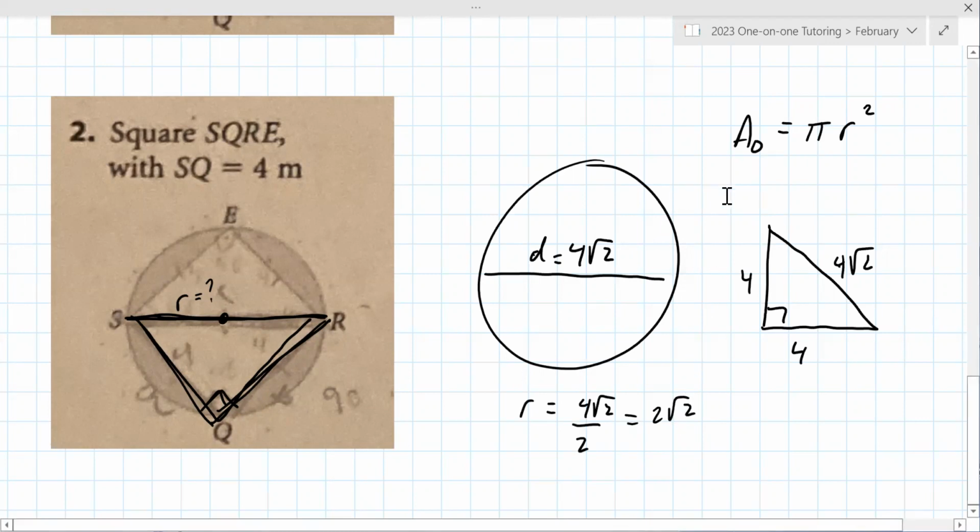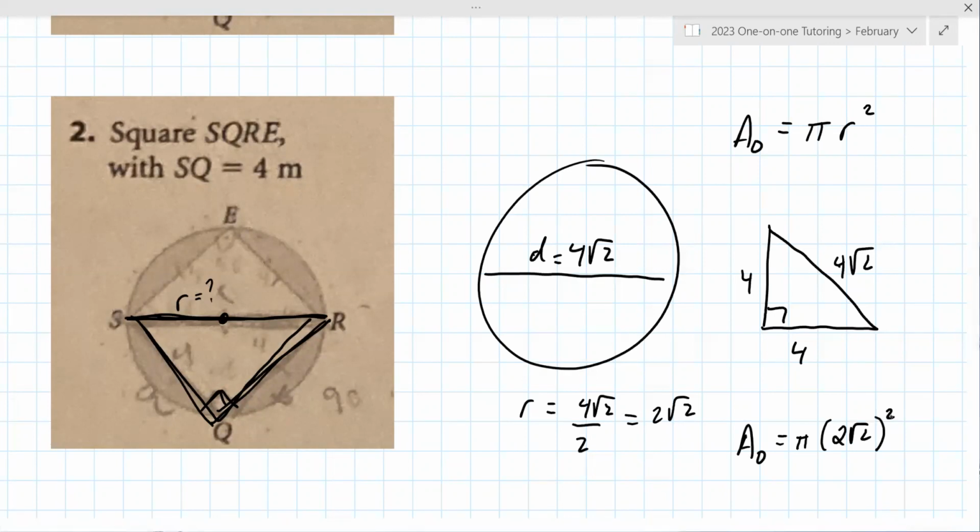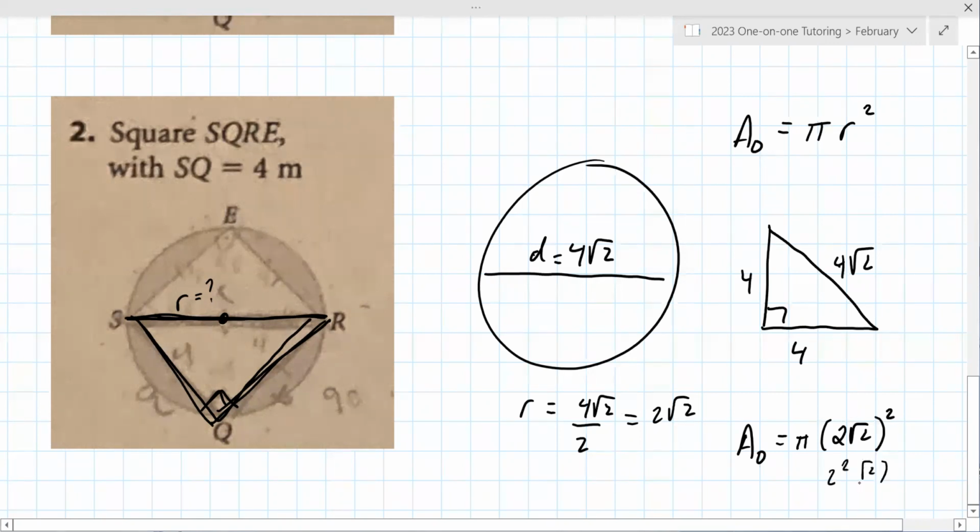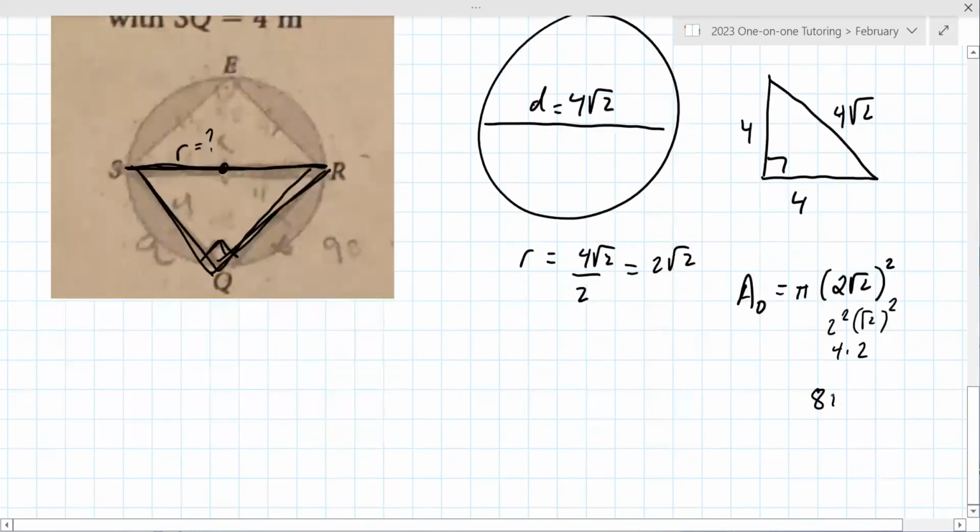Okay, so now we have to find the area of the circle. The area of the circle is pi times the radius, 2 root 2, squared. Would I just leave it like that? You have to square this. So 2 squared is 4, and the root 2 squared is itself 2. So it's 4 times 2, which ends up being 8 pi.